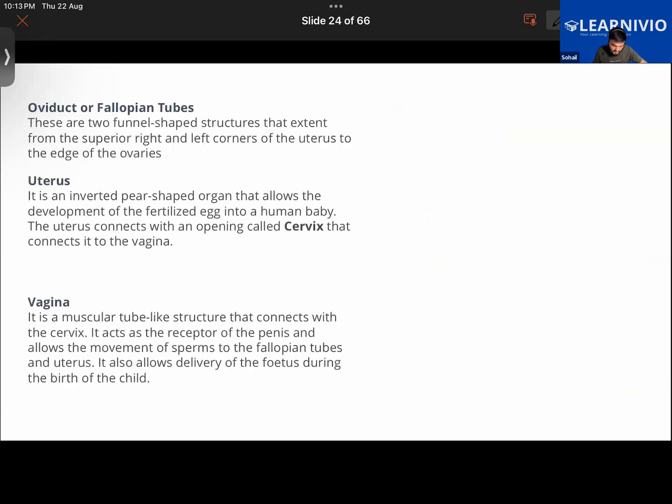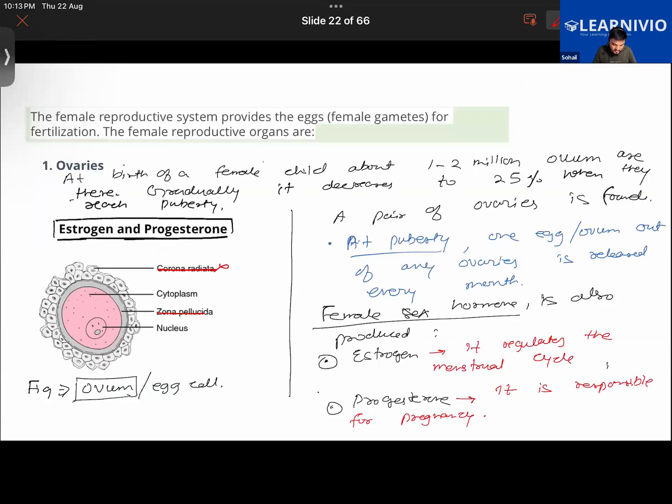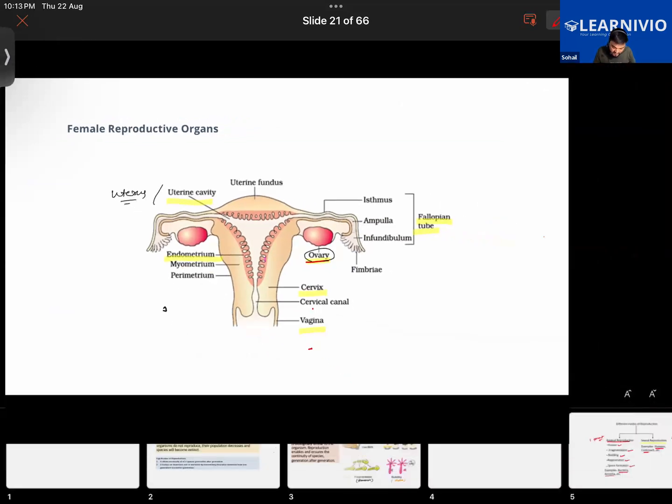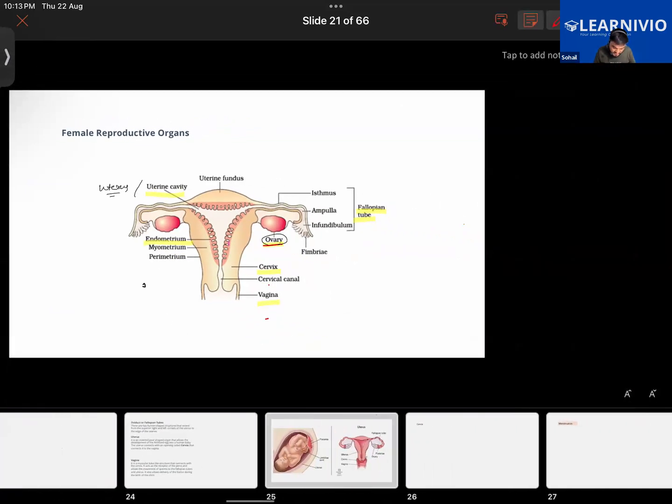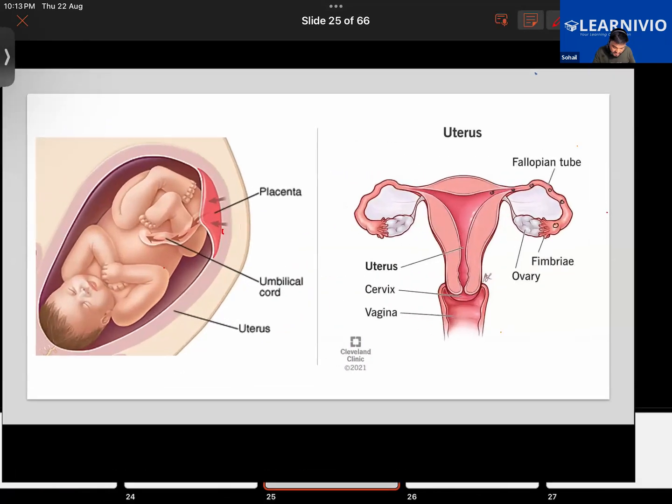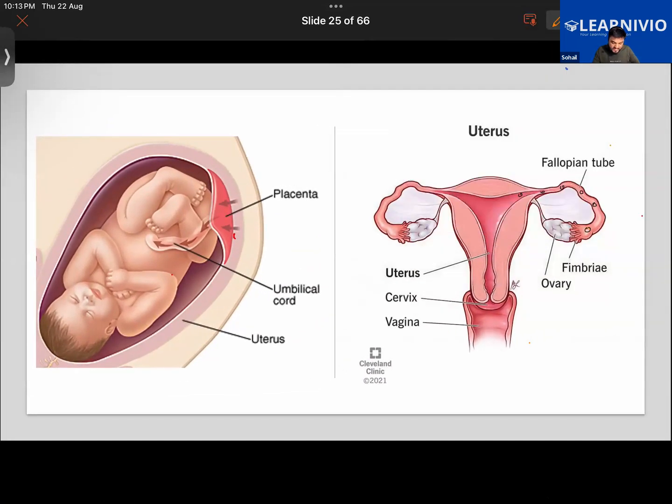Okay, now let us understand about the various parts of the female reproductive organ. So ovary we have learned. It is situated over here. By the way, have a look at this diagram. This one is comparatively more simple. That will be helping you to understand it in a simple way. So this is the ovary over here.